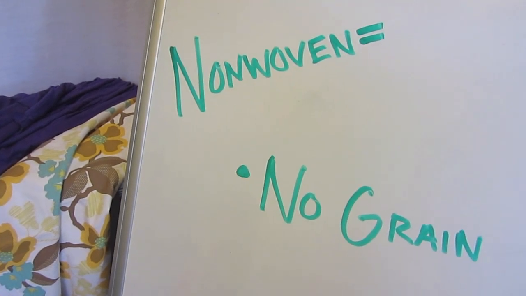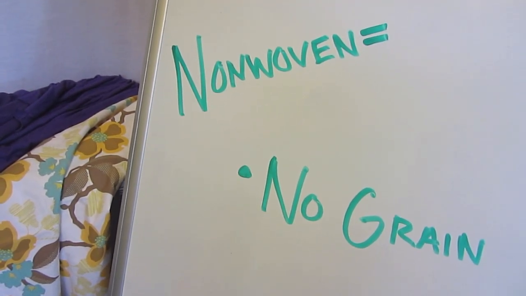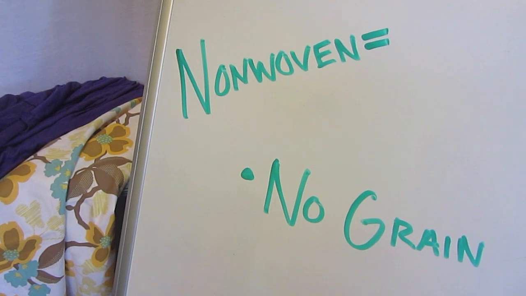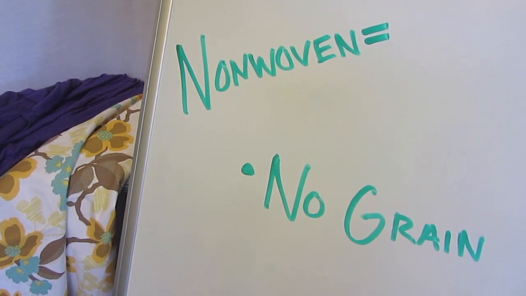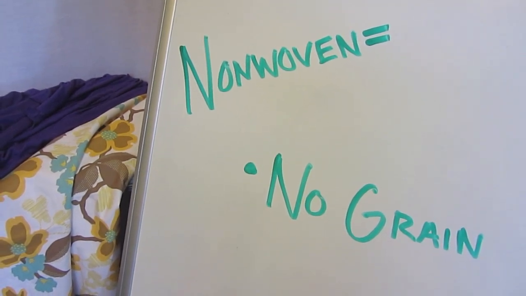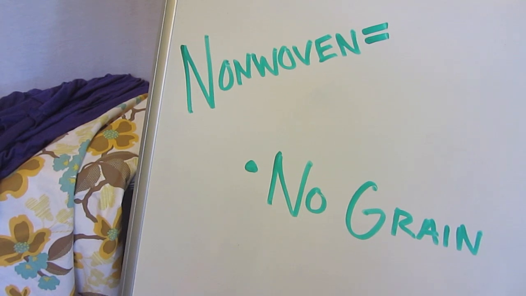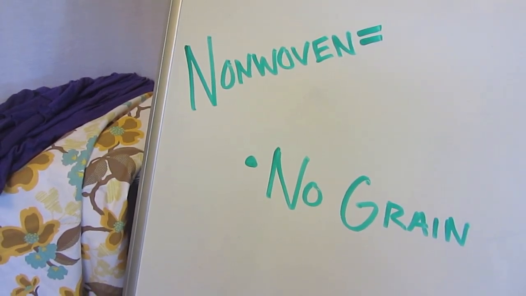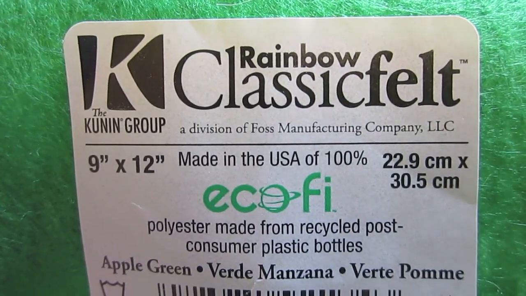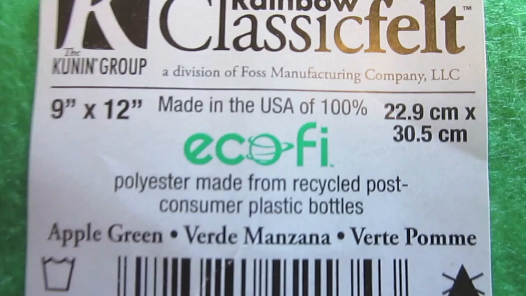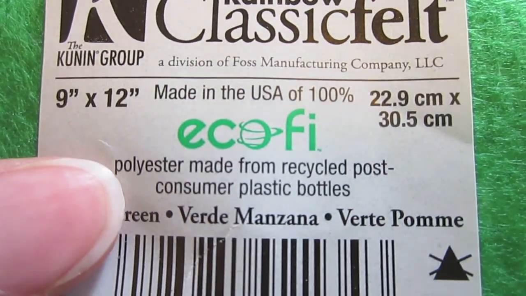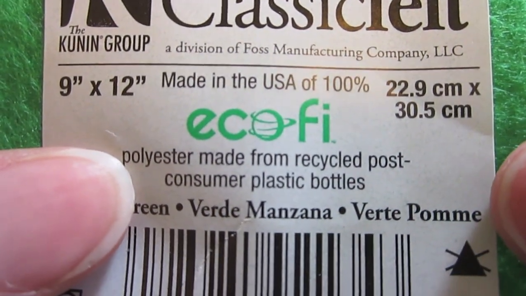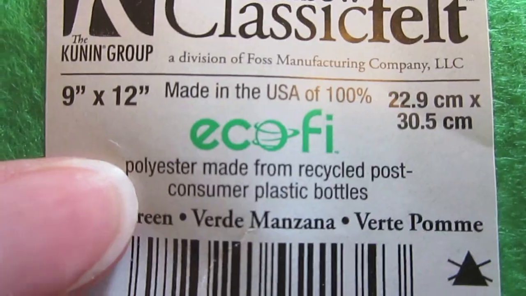Non-woven fabrics are made by using heat, pressure, or moisture on fibers. There is no grain line on non-wovens, and they are usually less expensive to create, but they are not very common in clothing. You will usually see them in costumes or other little things. Felt is actually a very common non-woven, and this one was actually made using recycled plastic bottles. So that's pretty neat for the eco-friendly.